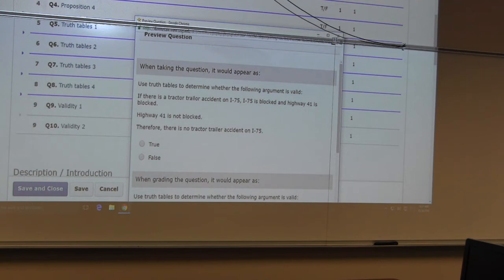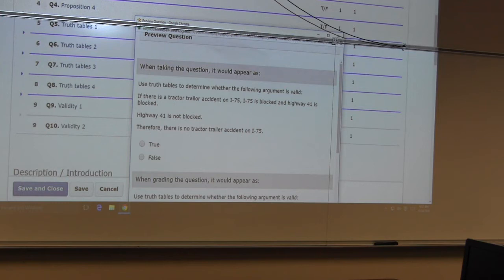Okay. Now we can look at accident implies 75 and 41 are blocked. Now, for this if statement, it's false only when this is true and that is false, right? So let's look at that. Here we have a T and a T. So that's true.